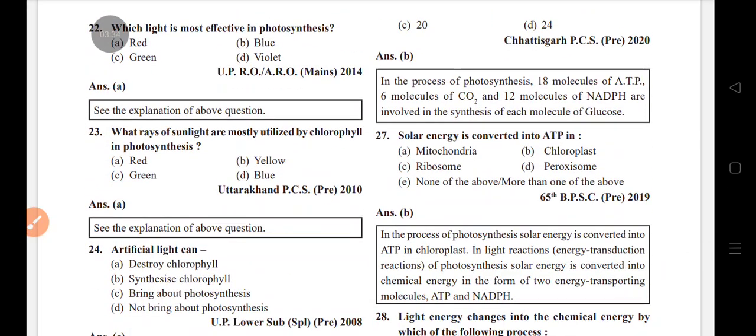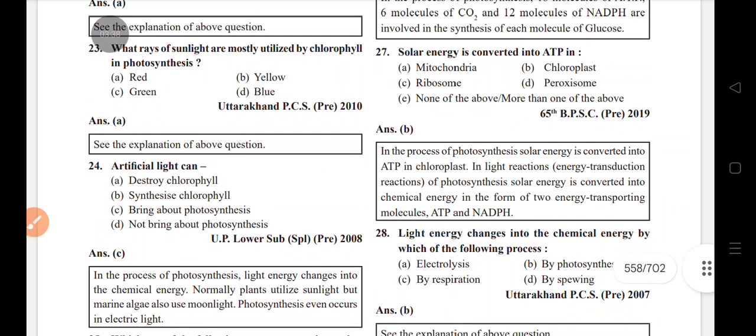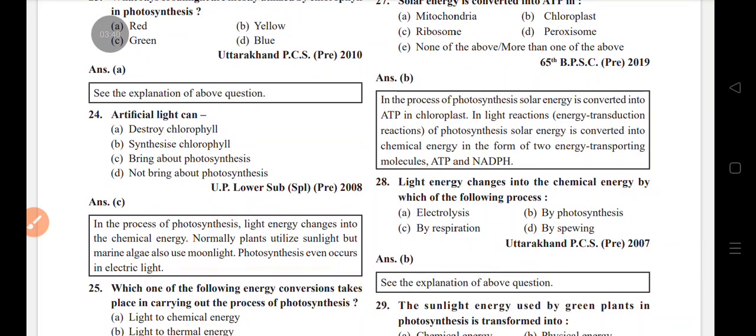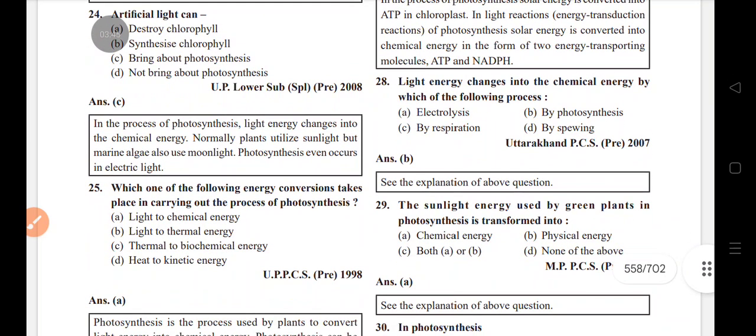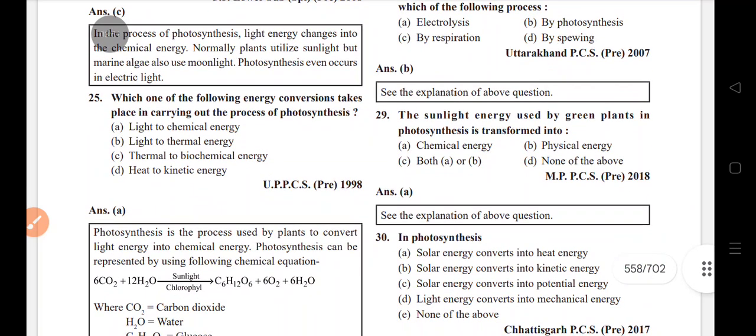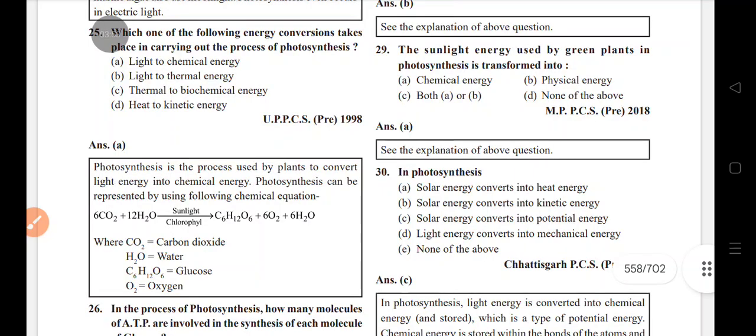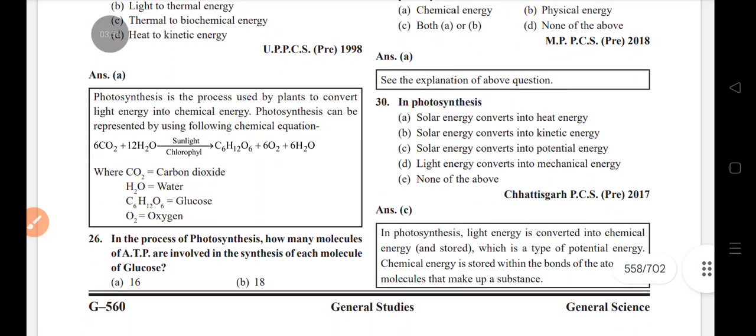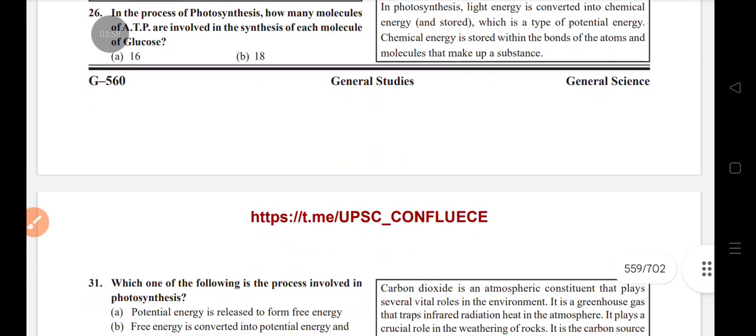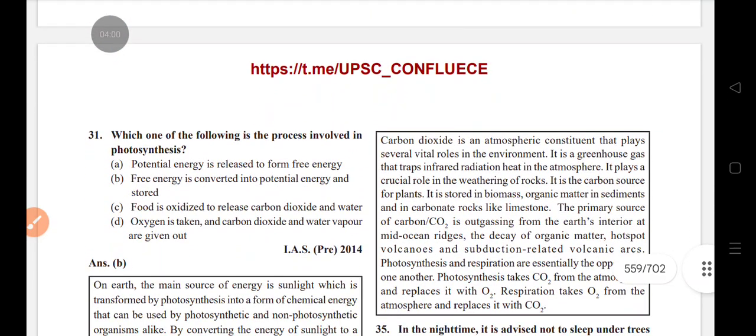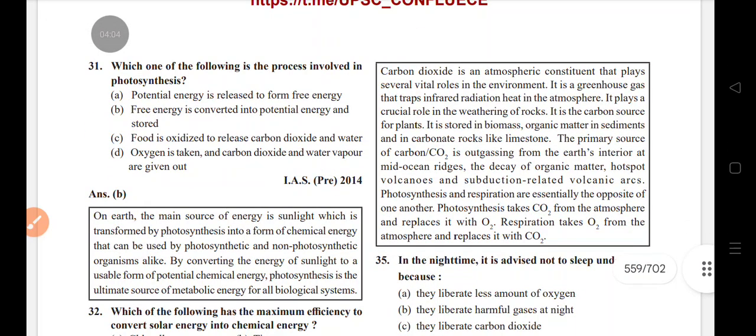Solar energy is converted into ATP in chloroplast. Light energy is changed into chemical energy by which of the following processes? By photosynthesis. The sunlight energy used by green plants in photosynthesis is transformed into chemical energy. In photosynthesis, solar energy is converted into potential energy. Which of the following processes is involved in photosynthesis? Free energy is converted into potential energy and stored.